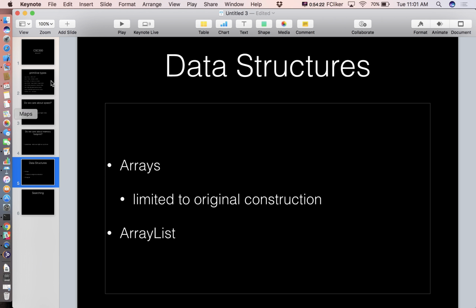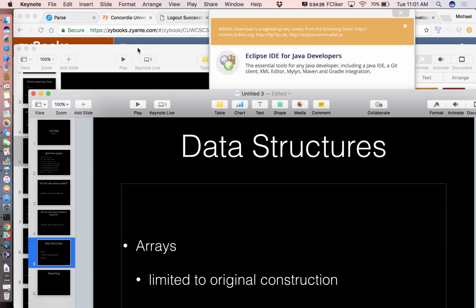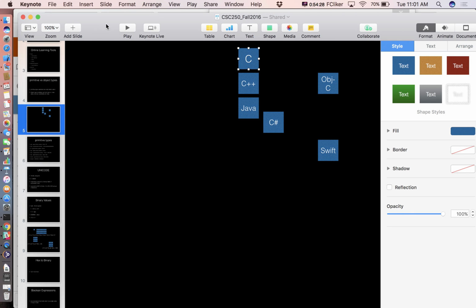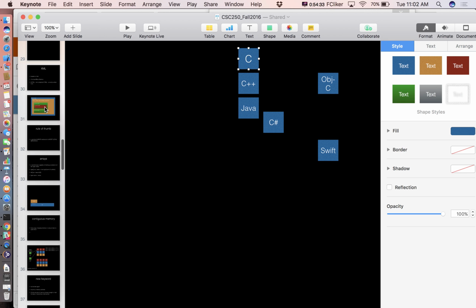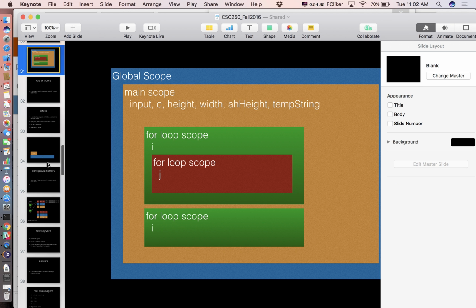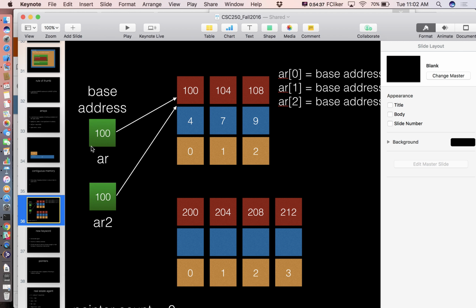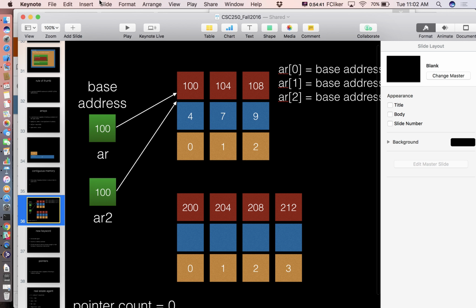Okay, remember we talked about arrays. Let me actually just bring that other slide up here. We talked about arrays last semester, and when we explain them here, is this an array? That's a scope thing. Is this an array thing? Yeah, it's an array thing. All right, so we talked about arrays.